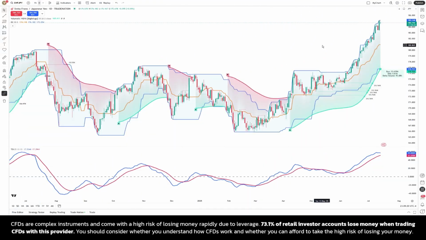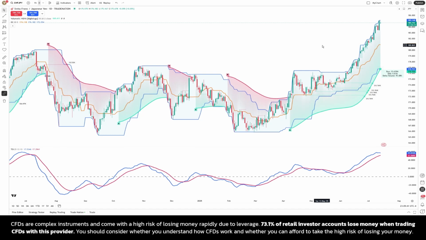That said, the Volumatic VIDYA does have its limitations. It's inherently reactive, meaning it waits for confirmation before adjusting its view. During rapid news-driven price moves, this can introduce a lag, particularly if the initial spike lacks volume.